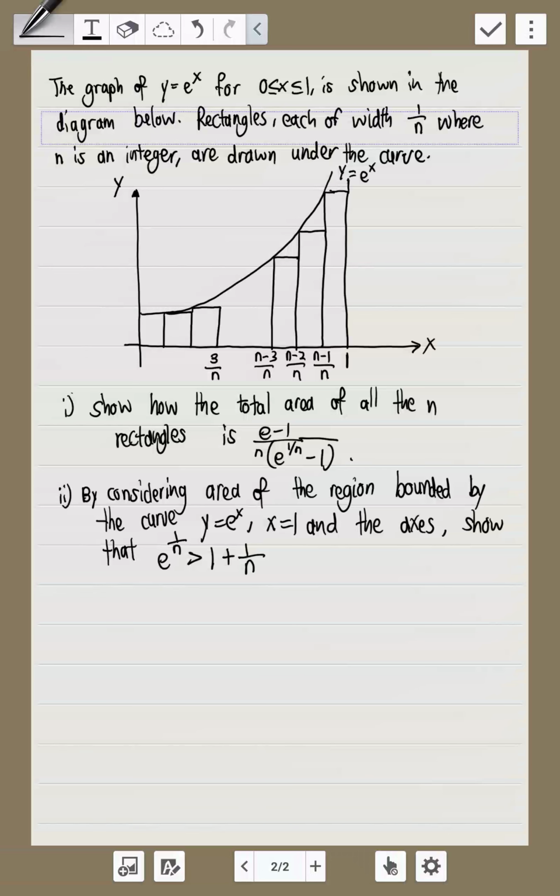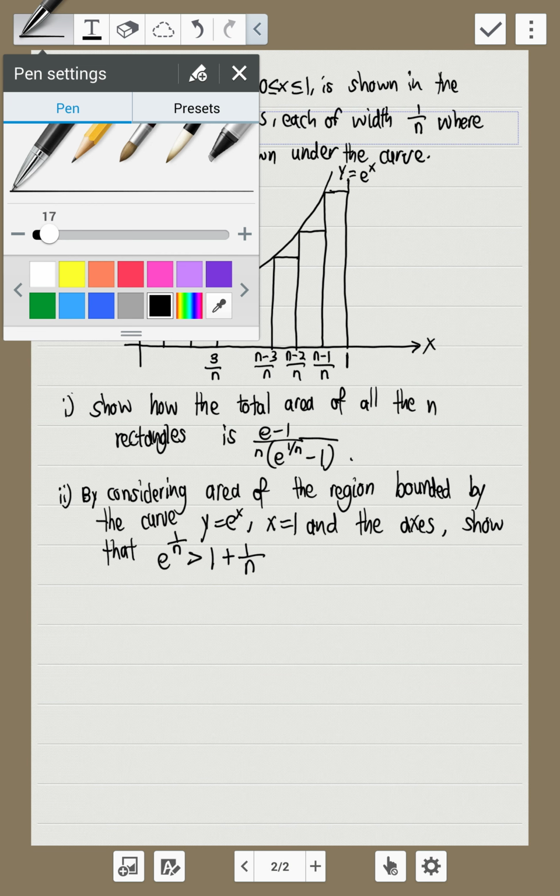Okay, you can pause the video to study the question first, alright? And then I will begin with the solution to this question.